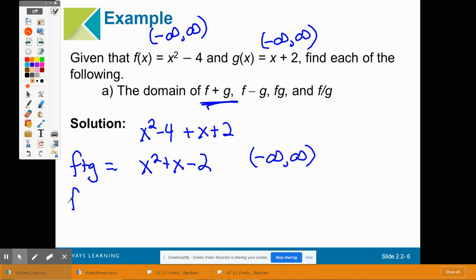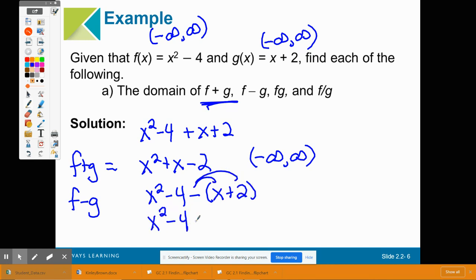What if I subtract, F minus G? Well, first I'm going to be really careful. Subtraction is a little bit harder because when you subtract, you're going to have to subtract all the pieces. So we will have to distribute: x squared minus 4 minus x minus 2. Clean it up: x squared minus x minus 6. Another parabola. What's the domain of that? Negative infinity to positive infinity.